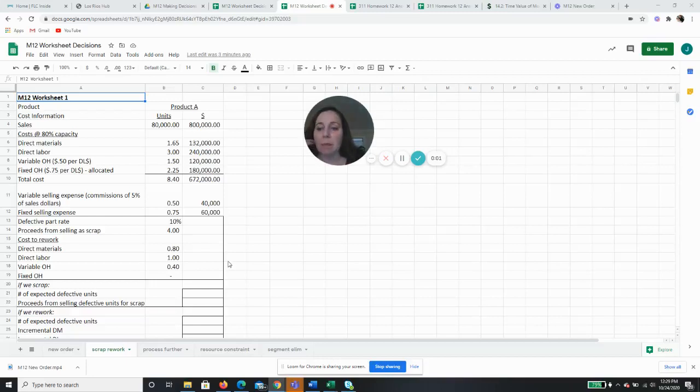Okay, we are back on the second page of our worksheet. We're dealing with the same product, product A, and we have all the exact same cost information, only we have some new information. The new information is that we have a defective part rate of 10%. So 10% of the time something goes wrong and we cannot sell the product as is at our regular price of $10 a unit, right? Maybe some of the measurements are off, maybe something tears, who knows? But there's some sort of a defect.